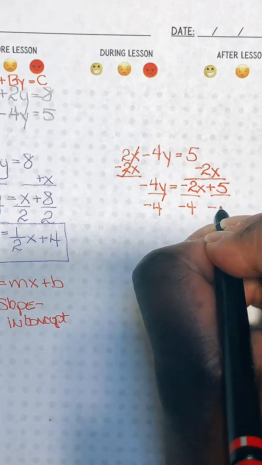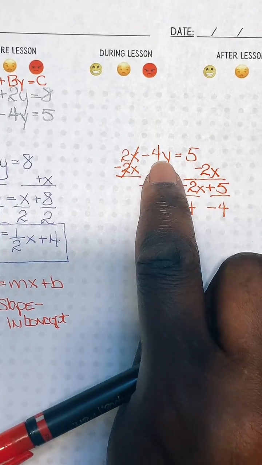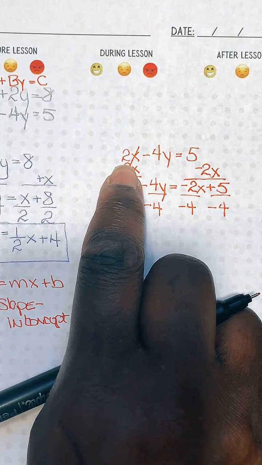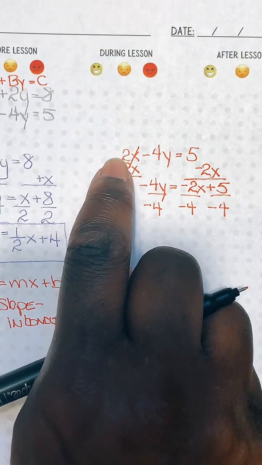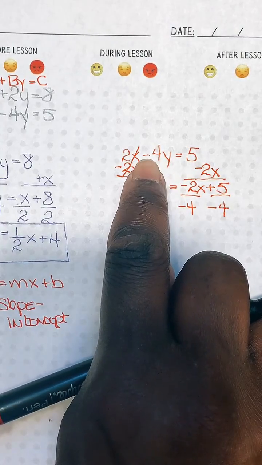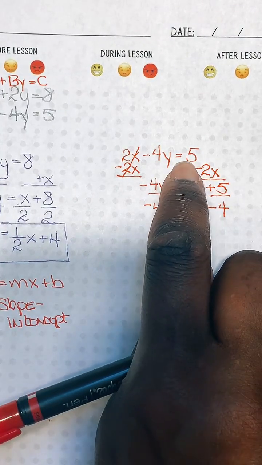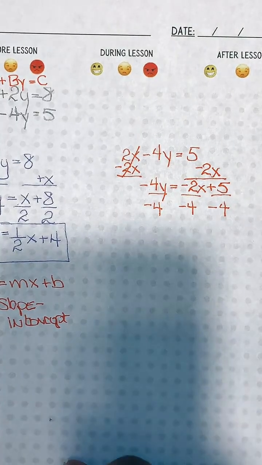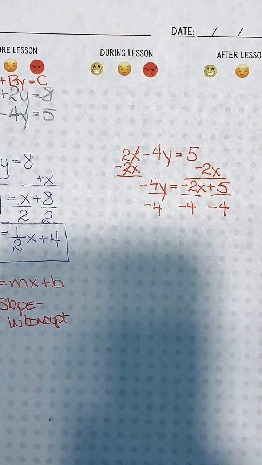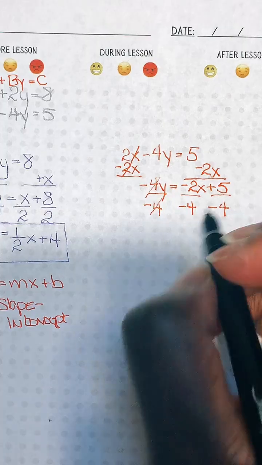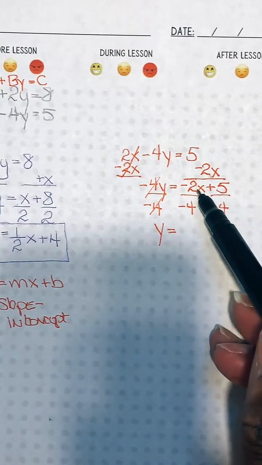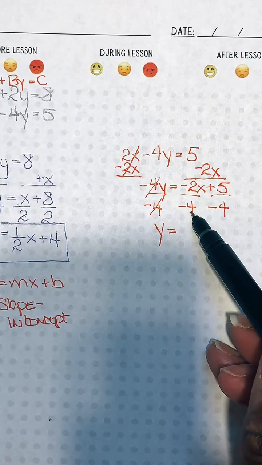So here's the key thing, guys. Make sure you know that the sign of your number is always to the left of the number. Like the sign of my 2x, it's a positive 2x because there's no negative in front of the 2. This 4 is really a -4 because of the sign. This 5 is positive because there's no minus sign in front of it. So the sign is always to the left of the number. So now these -4's cancel, giving me y equals -2 divided by -4.